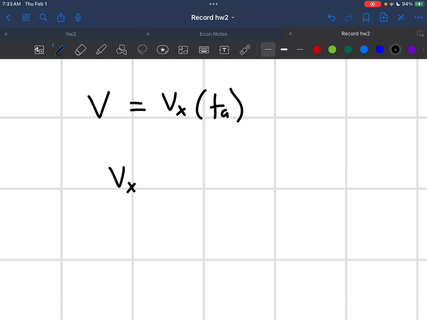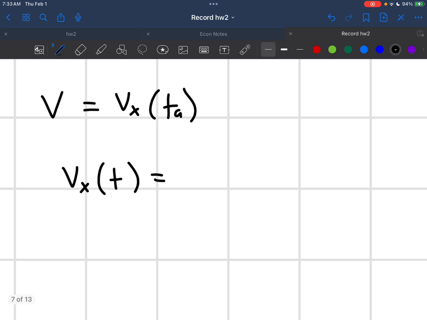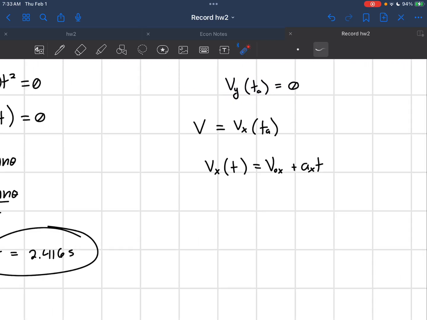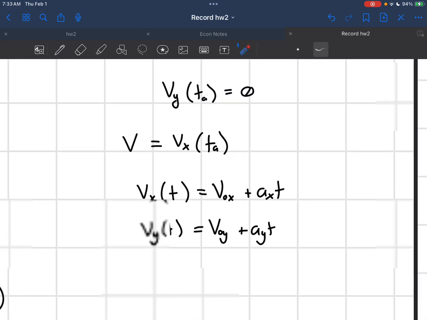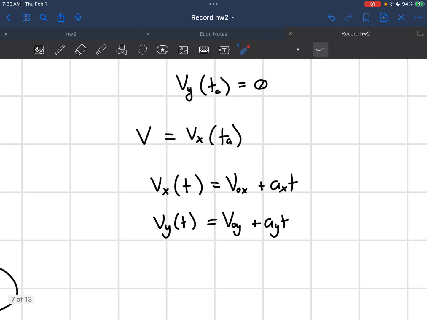Okay. So what I have to do is set up my equation, right? So Vx of t equals v naught x plus axt, and I'll set up my Vy equation as well. Vy of t equals v naught y plus ayt. And now I'm just going to blindly do the algebra, set this equal to 0, solve for t, and then plug in.